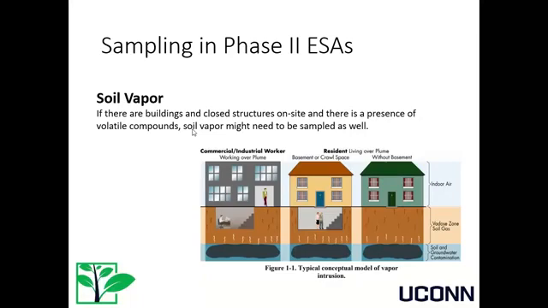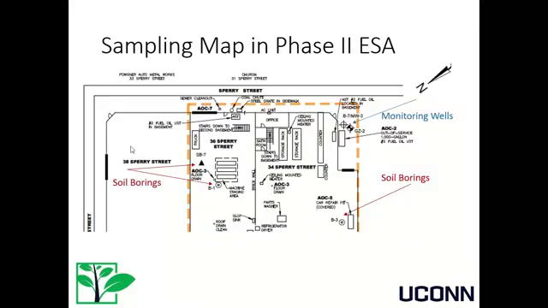In cases where we might have volatile compounds and also there might be a building or a closed structure on site, there might be a risk for vapor intrusion. So in that case, we might want to sample soil vapor as well. So that is something to think about. You might also see phase 2 investigations with soil vapor sampling.